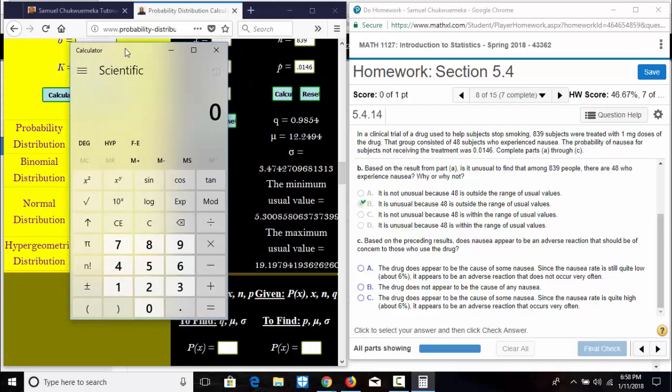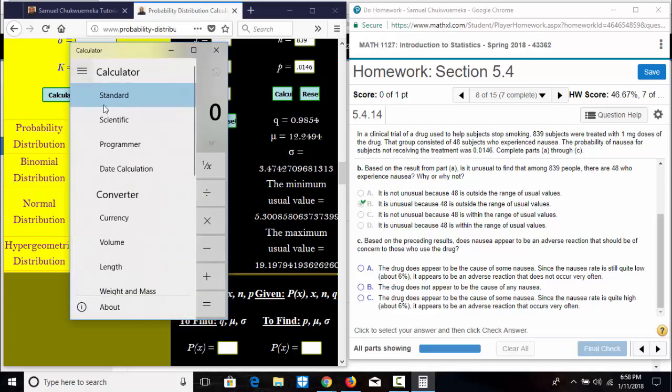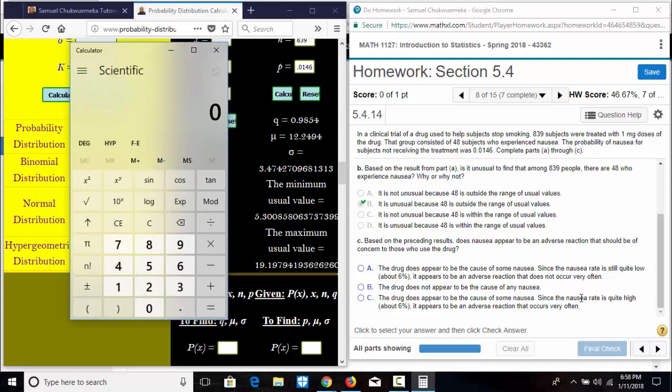And if you're using this for the first time, it's usually on standard. You just change it to scientific. 48 divided by 839, and you multiply by 100, or you can do 4800 divided by 839. So that's about 6%. Okay, 4800 divided by 839. Yeah, about 6%.